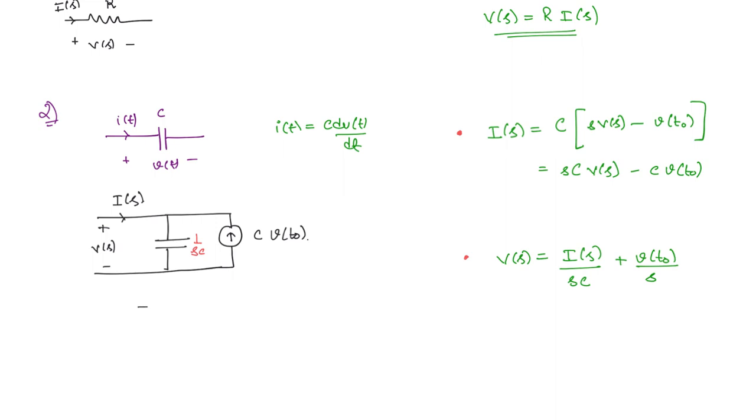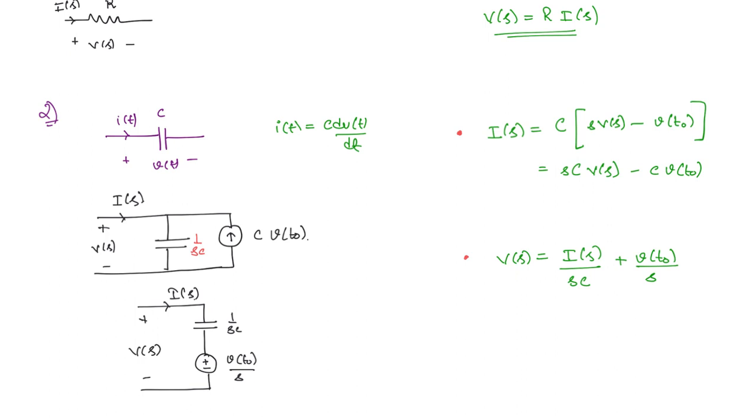So here we are going to have a capacitor which is in series with a voltage source. Then what is the value of the voltage source? This is given by v(t0) divided by s, and the impedance is not going to change. So this is V of s and this is I of s. So we can represent the capacitor in either way.